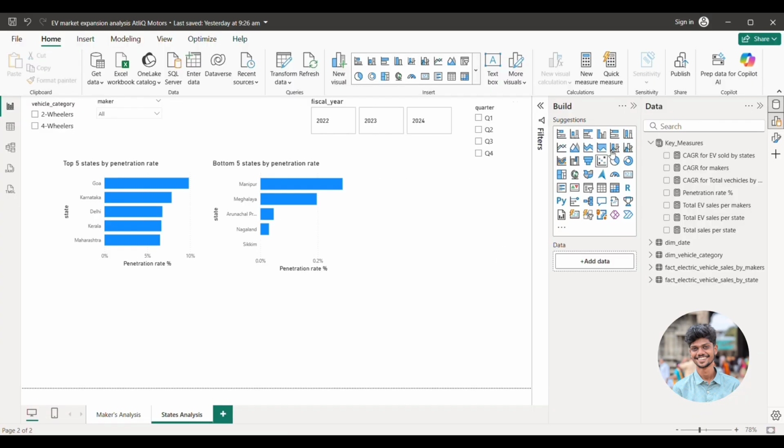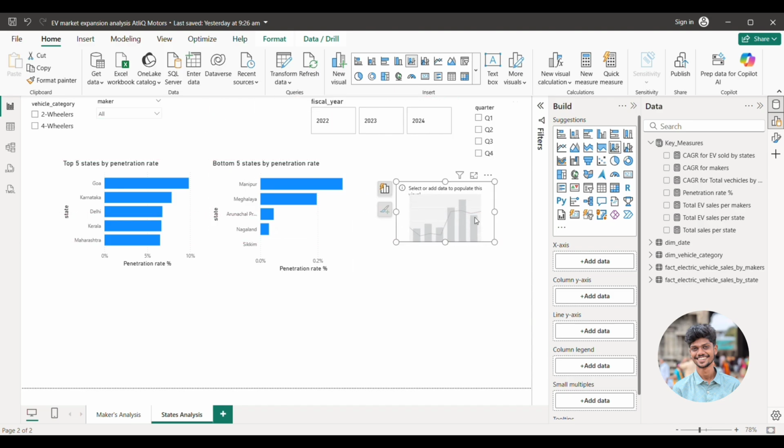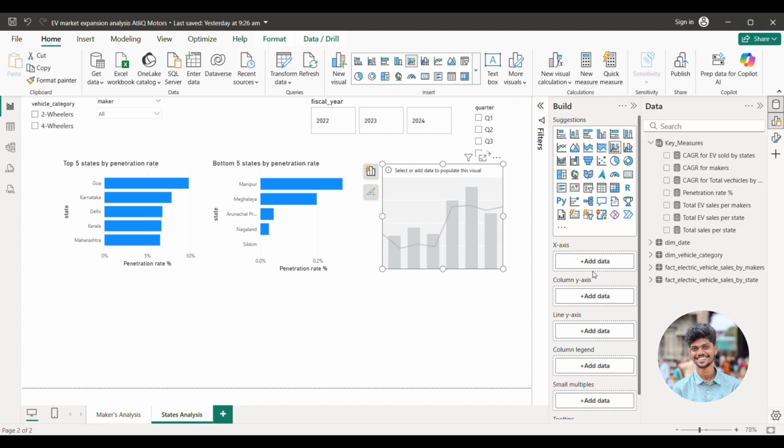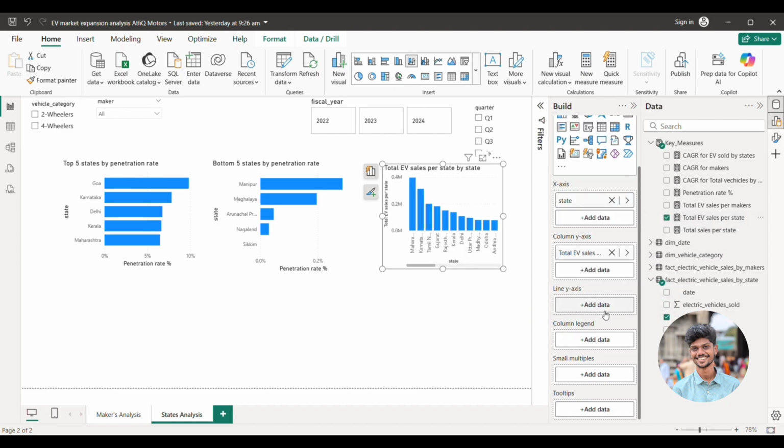I am going to use a visual called line and stacked column chart. In this visual you can add two y-axes, one as a column and another one as a line. In the x-axis drag and drop the state, and in the column drag and drop the total EV sales per state measure we have created. If you drag and drop the wrong measure, you will end up with the wrong result, so be careful. And in the line y-axis drag and drop the penetration rate percentage.